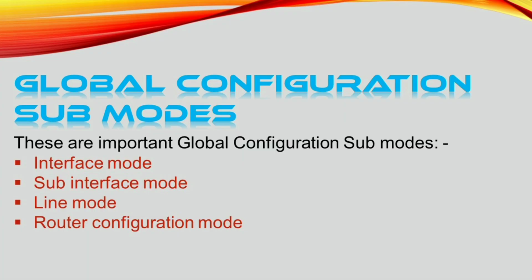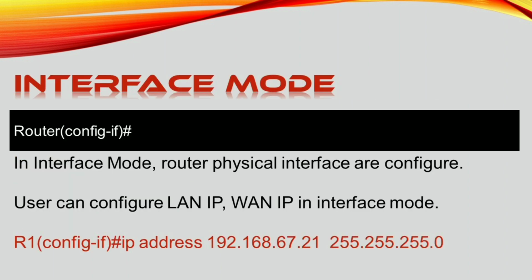These are some important global configuration submodes. They are interface mode, sub-interface mode, line mode, and router configuration mode. Now let's talk about each submode in detail. Interface mode can be identified by router config if hash. In interface mode, the router's physical interfaces are configured. A user can configure LAN IP and WAN IP in interface mode. You can see how a user can configure an IP address in interface mode.